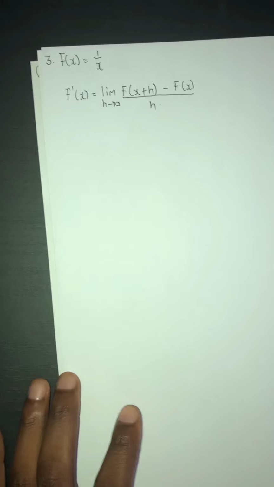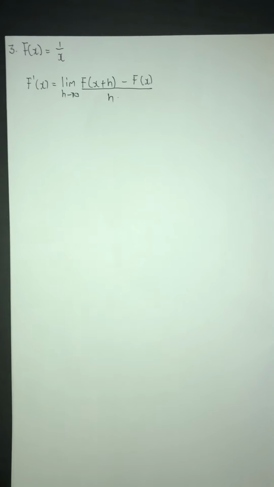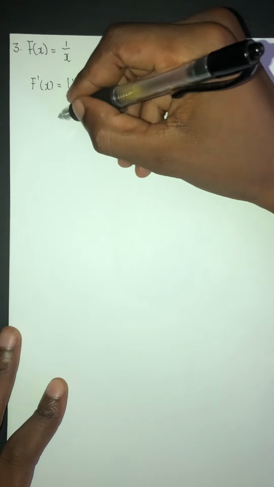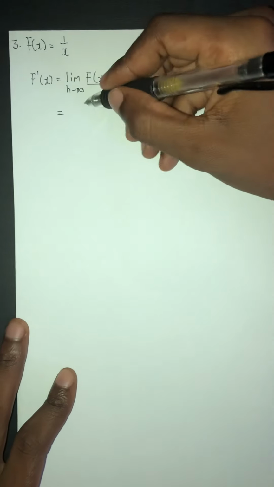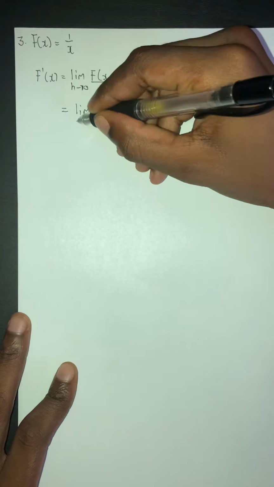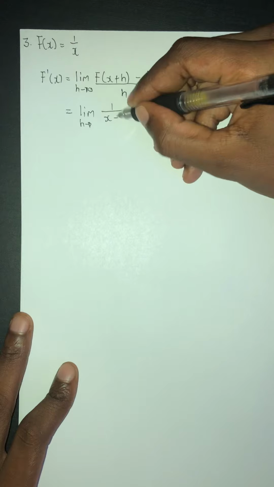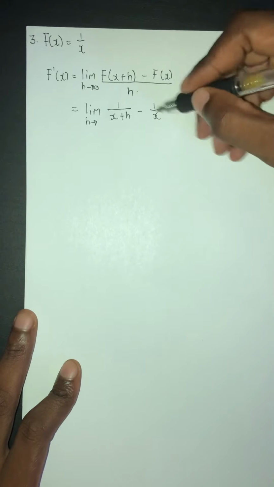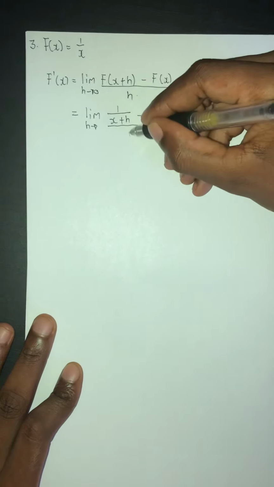Okay, so I'll continue with my example number 3, which on your notes is actually example number 2 on page 2 under first principle. So we are still using the same formula. Remember, this part means go to the formula, wherever there is x, you replace it with x plus h. So I'm keeping my lim, and then I have 1 over x plus h minus 1 over x. I'm not putting the bracket since my f of x is only one term, all over h.